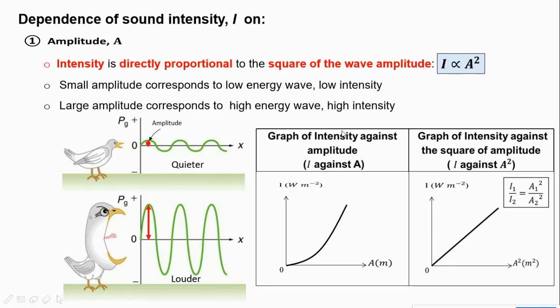Here is a graph of intensity against amplitude. We have a curve. If we want a straight line graph, we can plot I versus A squared, with the relation I1 over I2 equal to A1 squared over A2 squared.